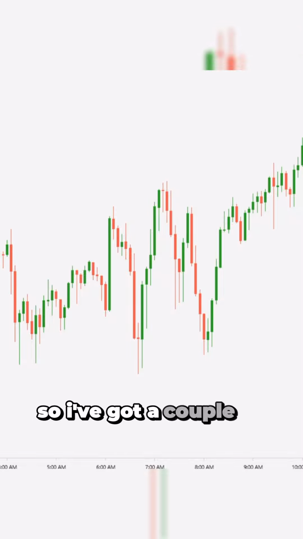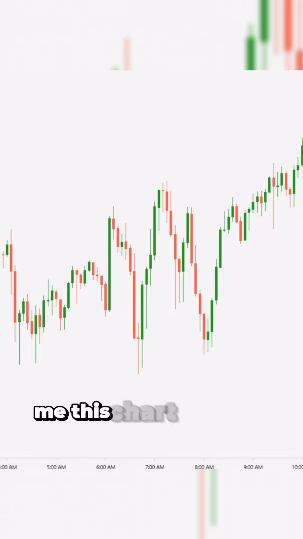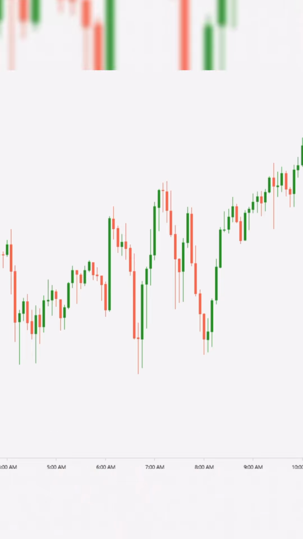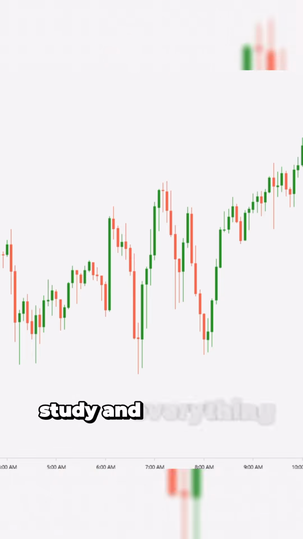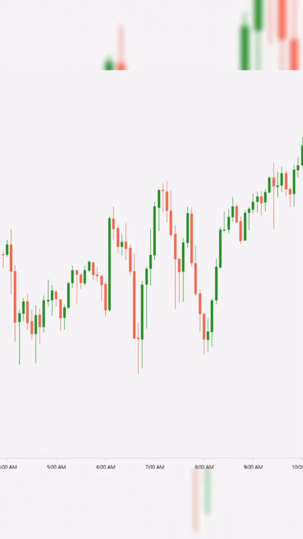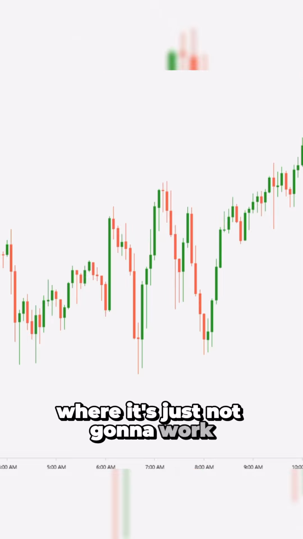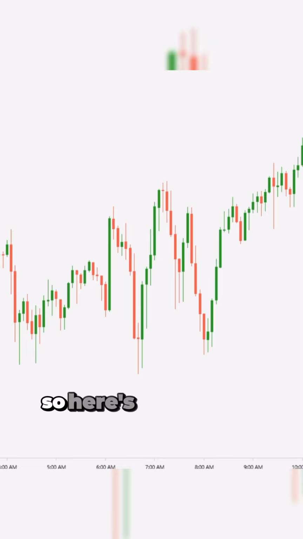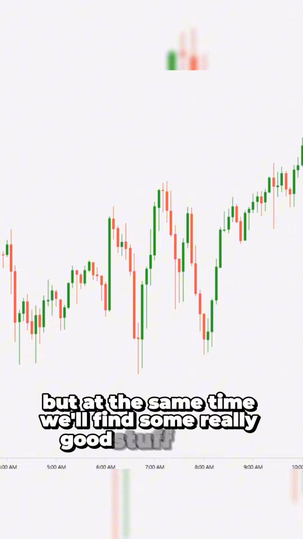So I've got a couple of questions in me. This chart that they had marked up, I thought it was a really good chart to go through and look at, study, and actually find the times in the market where it's just not going to work. Because again, nothing is 100%. So here's an example of not 100%, but at the same time, we'll find some really good stuff in here.